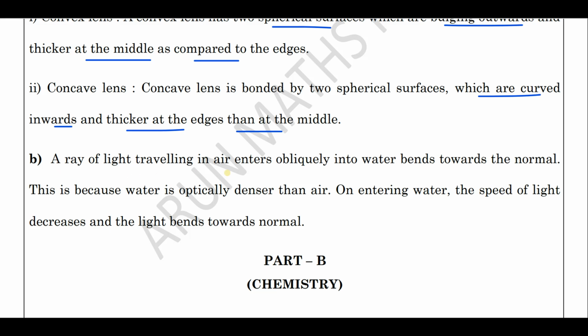A ray of light traveling in air enters obliquely into water and bends towards the normal. When it goes from rarer to denser medium, it bends towards the normal. Denser to rarer, it bends away from the normal. Why? Because water is optically denser than air. On entering water, the speed of light decreases and it bends towards the normal. When light travels from rarer medium to denser medium, it bends towards the normal.